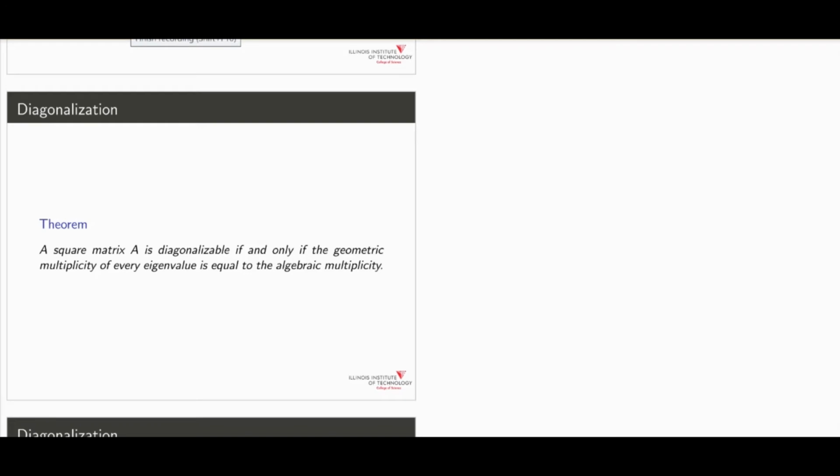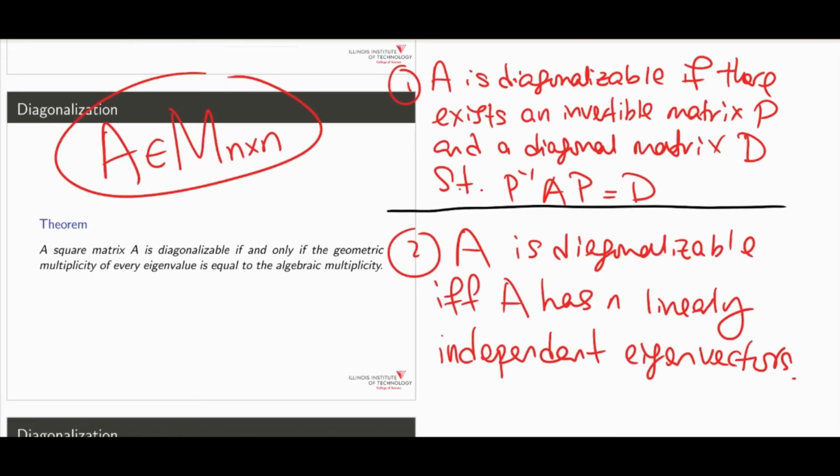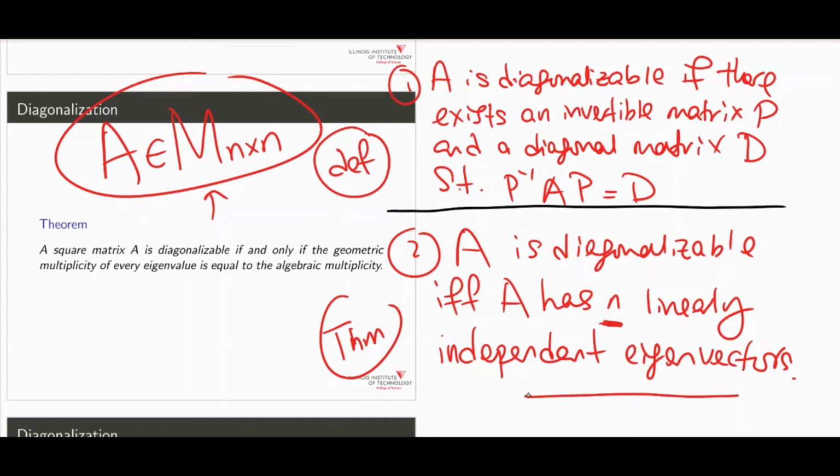All right. What do we know so far? If A is an n by n matrix, A is diagonalizable if there exists an invertible matrix P and a diagonal matrix D such that P inverse AP equals D. That's the definition. And we also know from a theorem that A is diagonalizable if and only if A has n linearly independent eigenvectors. Again, our matrix A is a square matrix, n by n.